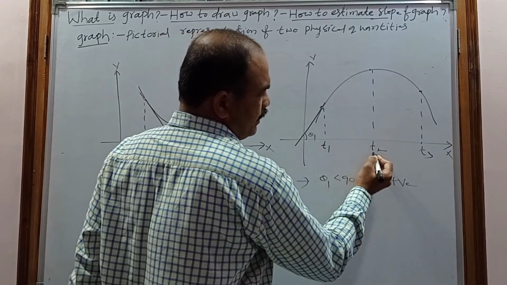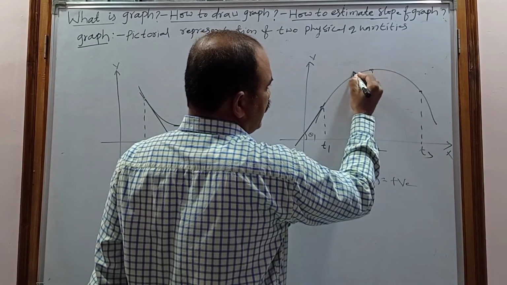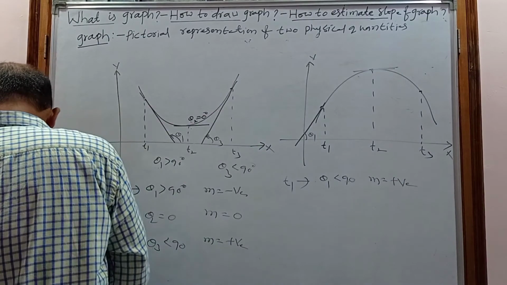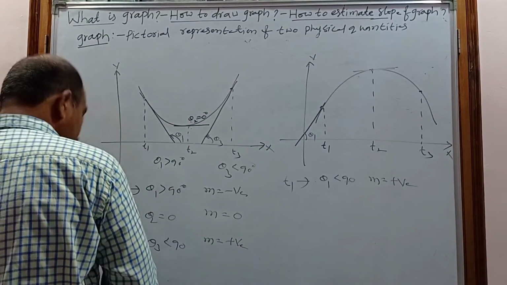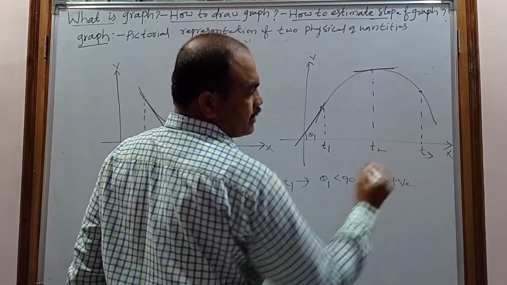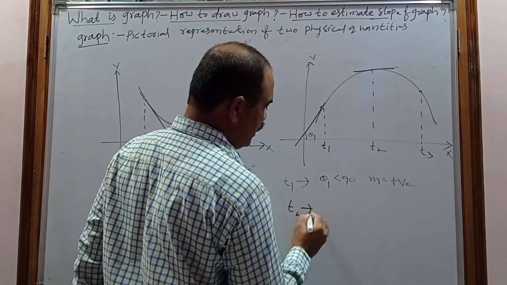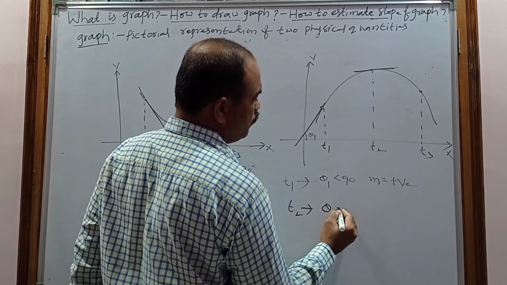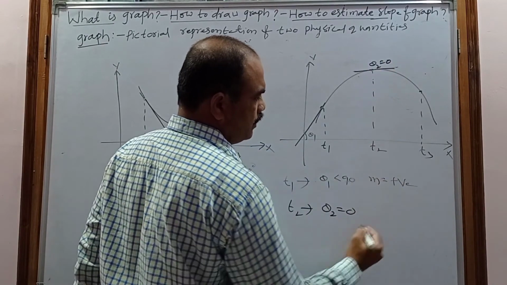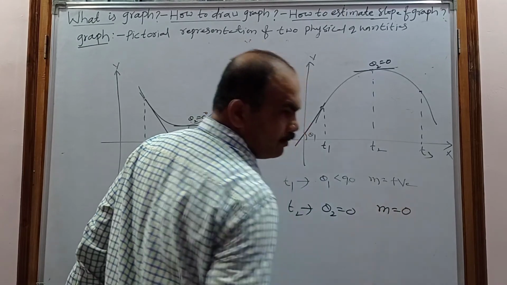And at the time t2, at this point when you draw the tangent, the tangent will be parallel to the x axis. So that's why at the t2 time theta 2 will be 0. This is theta 2, which is 0, parallel to the x axis. So that's why the slope will be 0.